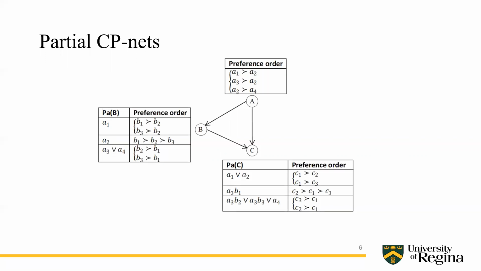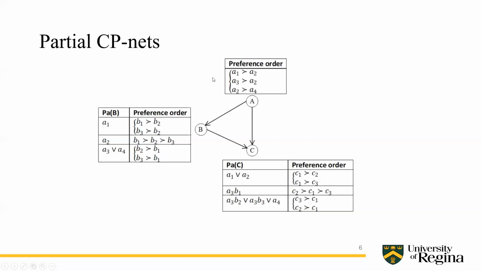In this example, the user prefers A1 then A2, A3 then A2, then A2 then A4. This is a partial order because we prefer A1 over A2, and A3 is preferred over A2, but there is no preference relation between A3 and A4. So we don't know which one we will prefer between A3 and A4. In this case, a solution with A1 can be an optimal solution, and a solution with A3 can also be optimal. So A1 and A3 are both preferred over A2.